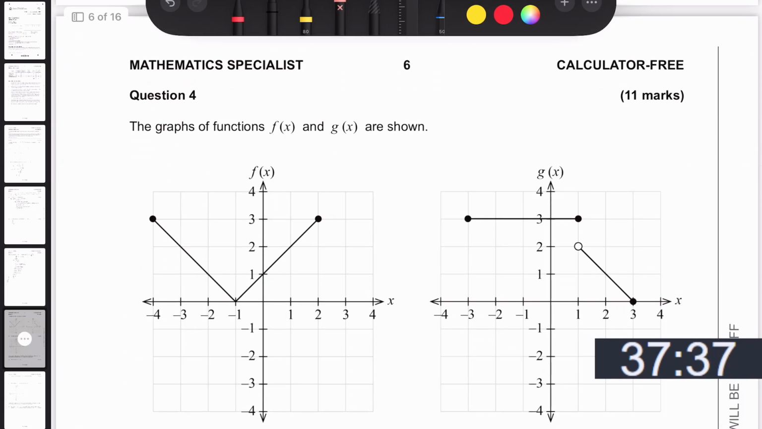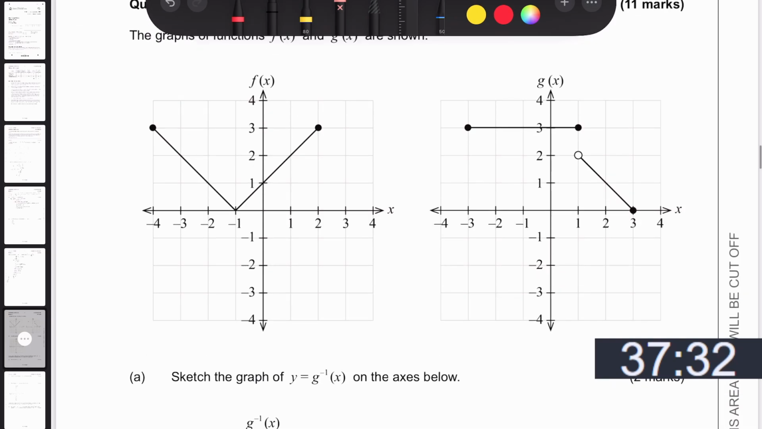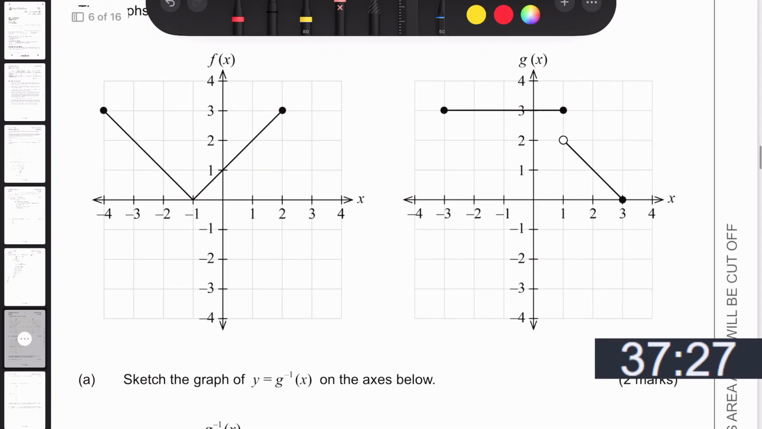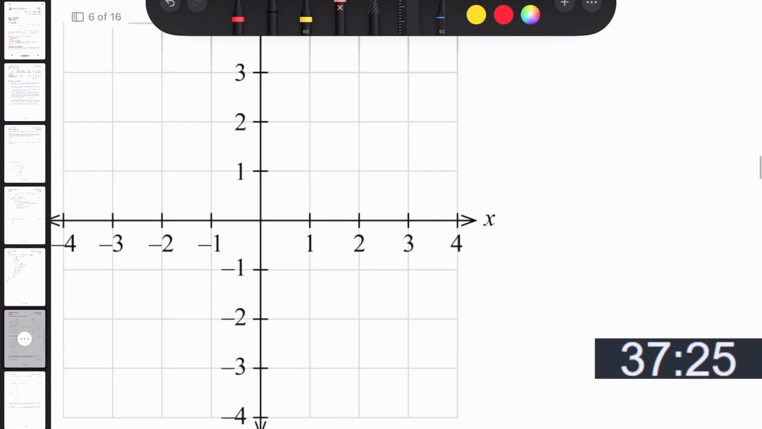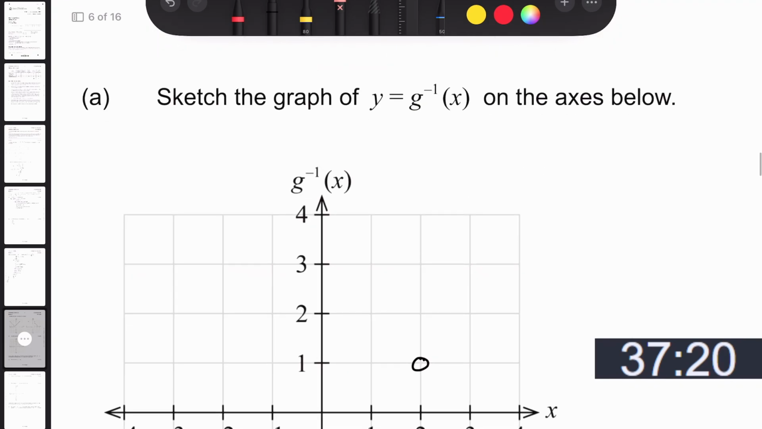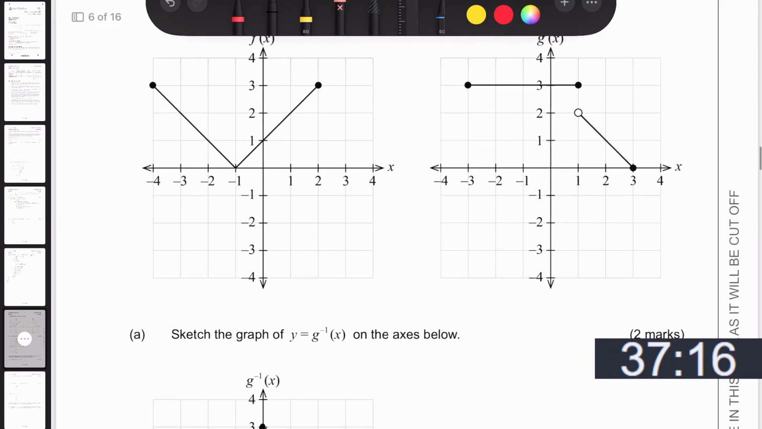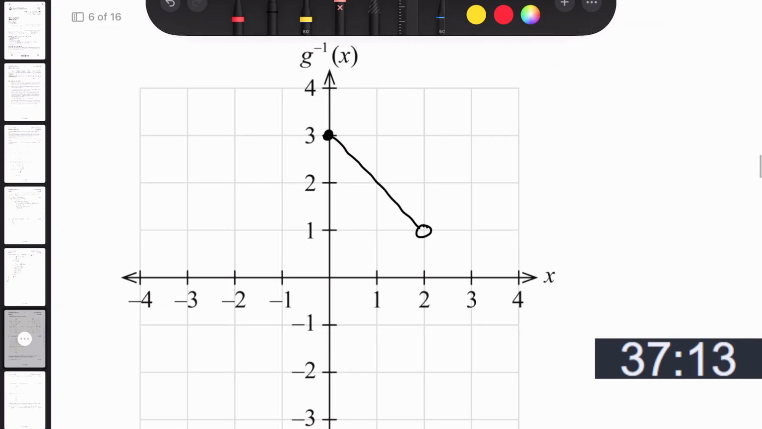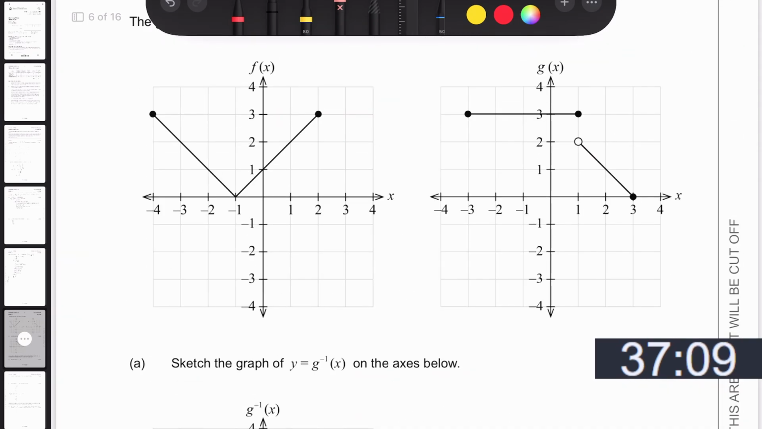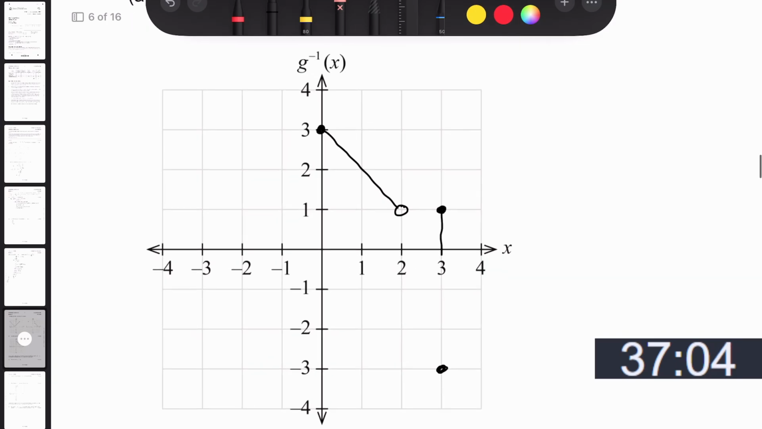Okay, the graphs of function f of x and g of x are shown. Sketch the graph of g inverse of x on the axis below. So let's just find some points. We have an open dot at 1, 2, so we go 2, 1. It's an open dot. That connects up to 3, 0, so we go 0, 3. Like that. And then we also have a point at 1, 3, so we go 3, 1. So open dots. And then that's going to go down to negative 3, 3, so we'll go 3, negative 3. So like that.